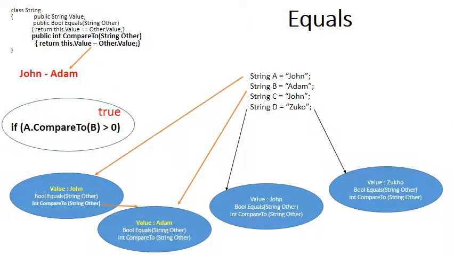Okay, so the if statement says A.compareTo(B). So inside the compareTo method, it says John minus Adam. And because John is after Adam alphabetically, it's also bigger than Adam, and therefore compareTo will return a positive, a greater than 0 value. So this if statement is true, which in other words says A is greater than B. A comes after B when sorted alphabetically.